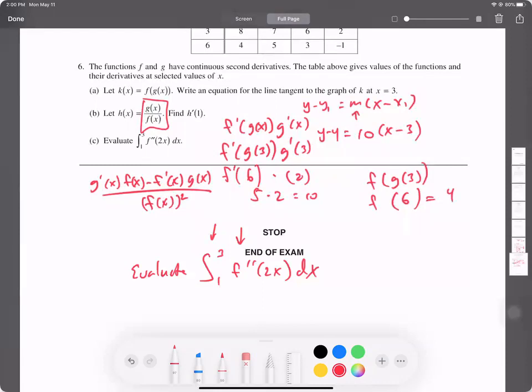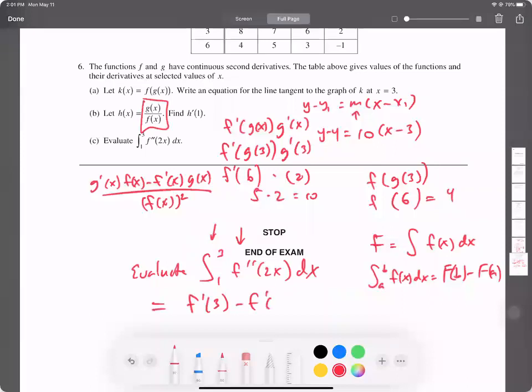Let's look at another example. If I write capital F is equal to the integral of little f, call the limits a and b, then the integral from a to b of f of x dx is equal to capital F of b minus capital F of a. You guys are cool with that part, right? If I want to find the integral, we just write what that integral was. So the integral of f double prime is just going to take us back to f prime. So this would equal f prime of 3 minus f prime of 1. Wait, sorry, plugging in that 2 there.